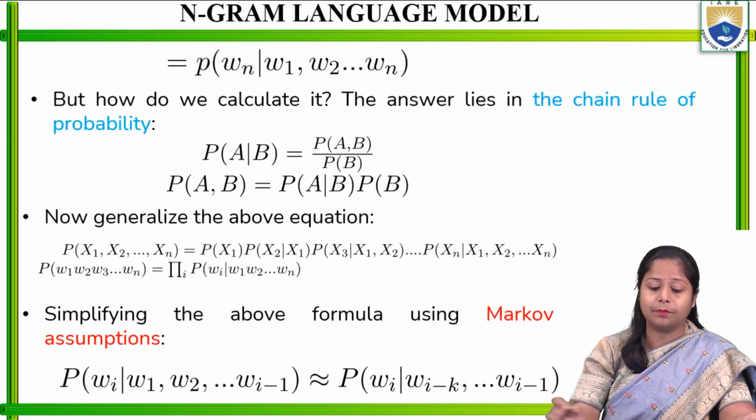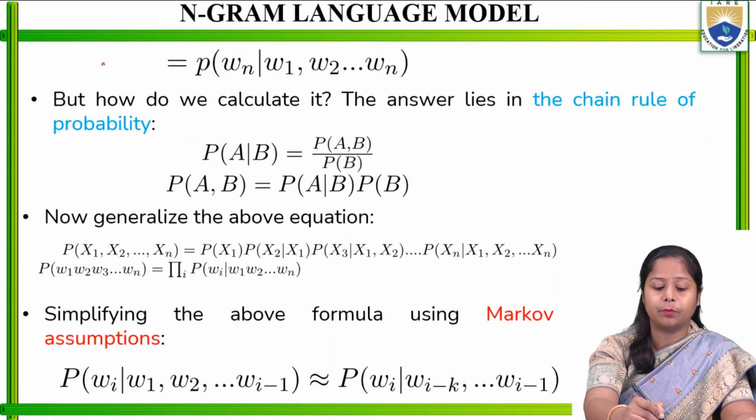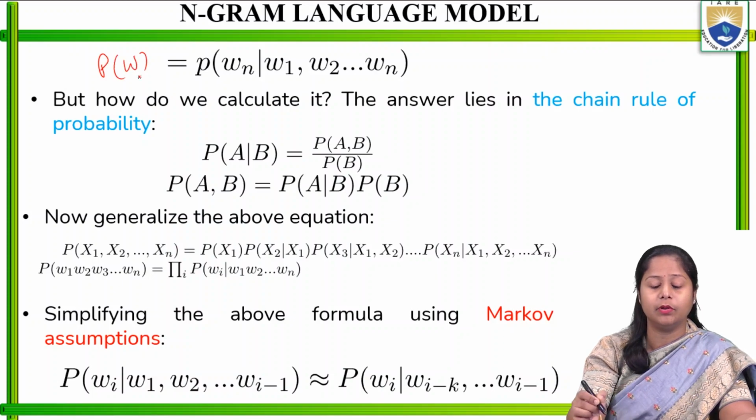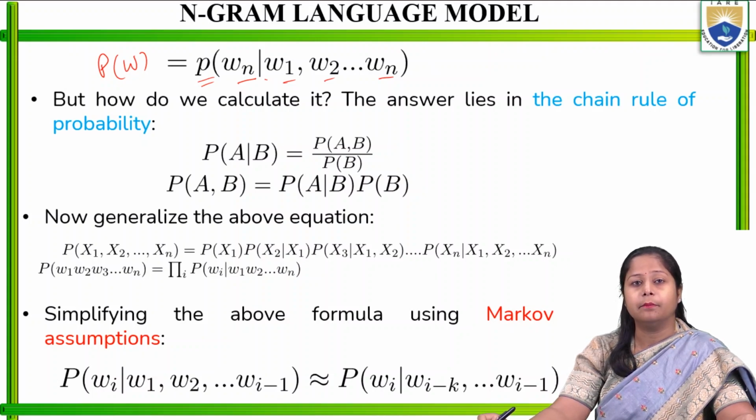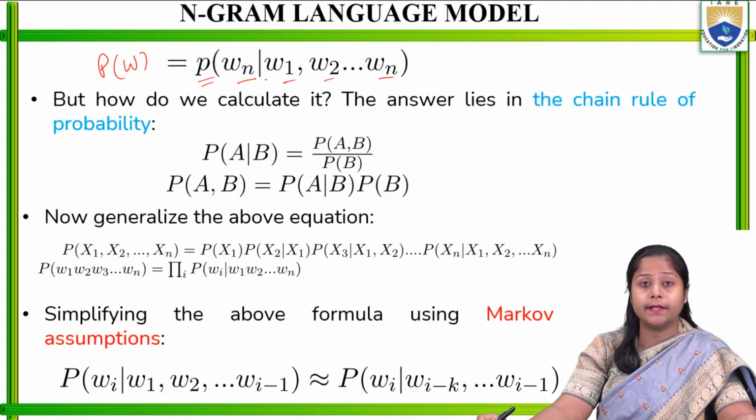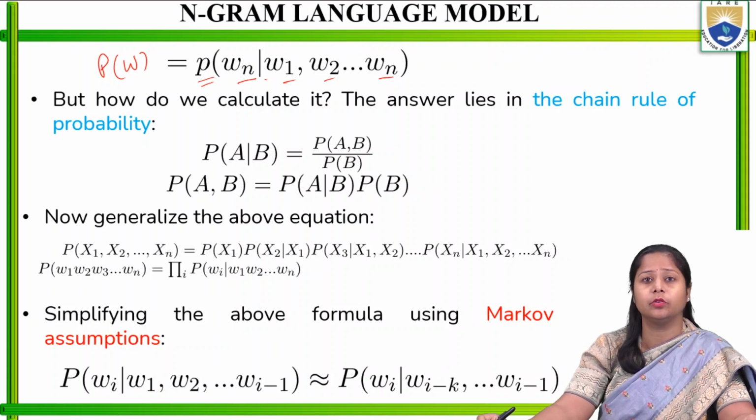That can also be written as the probability of capital W, the probability of W of n given W1, W2, and so on up to Wn. But how do we calculate that? That is answered by the chain rule of probability, which is actually based on Bayes' theorem. So how is it possible?